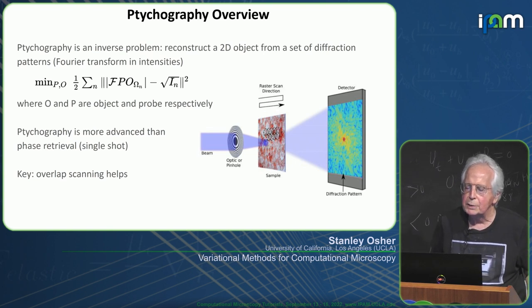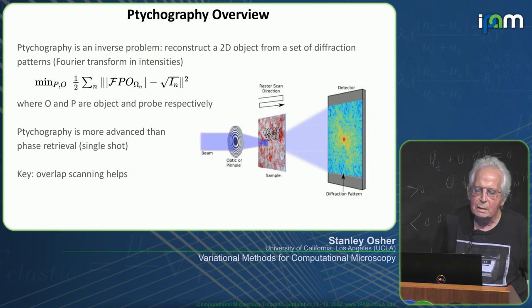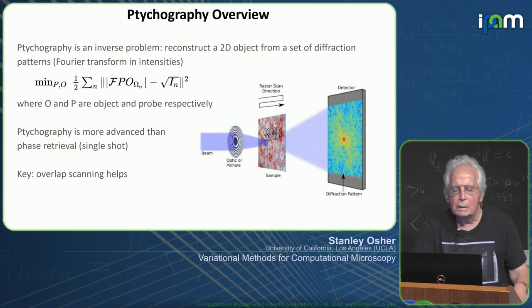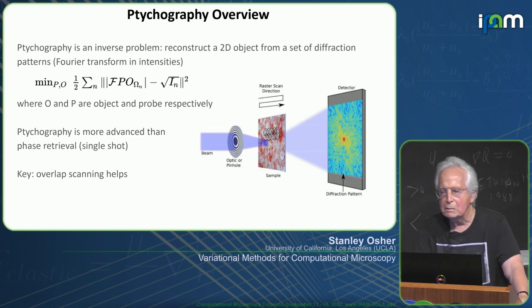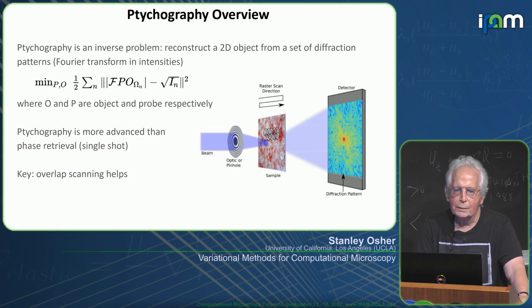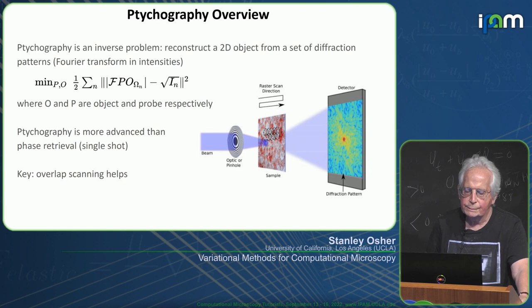Anyway, tichography is an inverse problem. You reconstruct a 2D object from a set of diffraction patterns. You have the Fourier intensity, that's the square root of I_n, which is given. And you want to minimize that quadratic error on the Fourier side. And you have the absolute value of the Fourier transform times the probe times the unknown object. And so the idea is to find the object. And this smells a little bit like what we were doing for lithography, okay? Except we're not changing the shape of the probe.